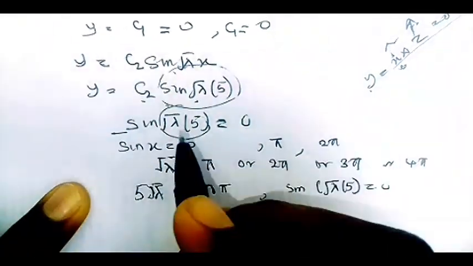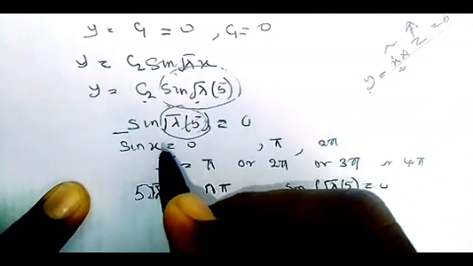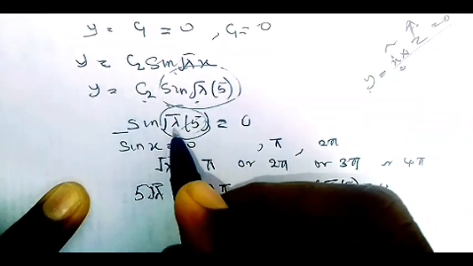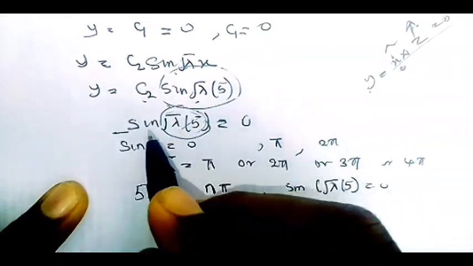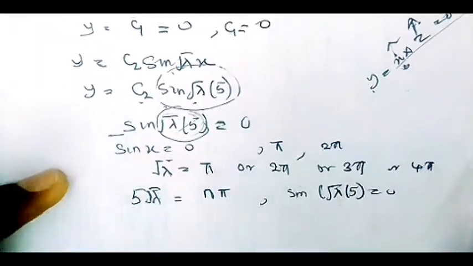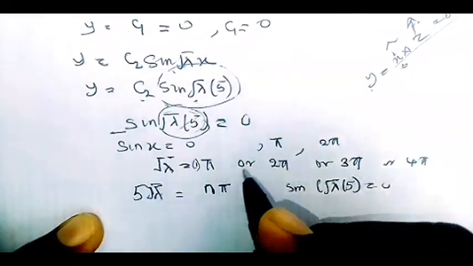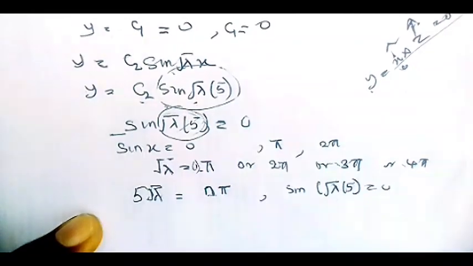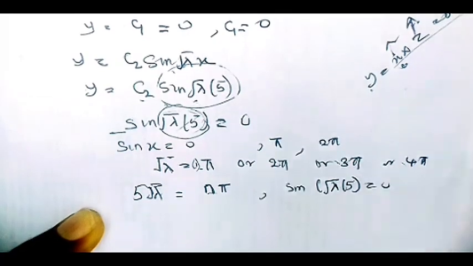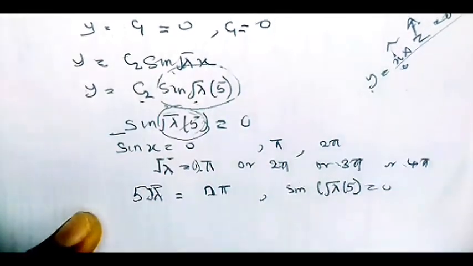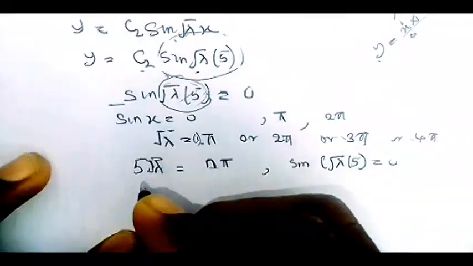Remember this is represented as x, so values that can make a sine function equal to 0 will be gotten from this place. This is 5 times square root of lambda, and these are the possible values that will make a sine function equal to 0, which is also equal to pi, 2 pi, 3 pi, 4 pi. Since we have consecutive numbers here, 1, 2, 3, 4 and 5, let's represent it as n, where n starts from 0 actually, because you know that sine of 0 is also 0.